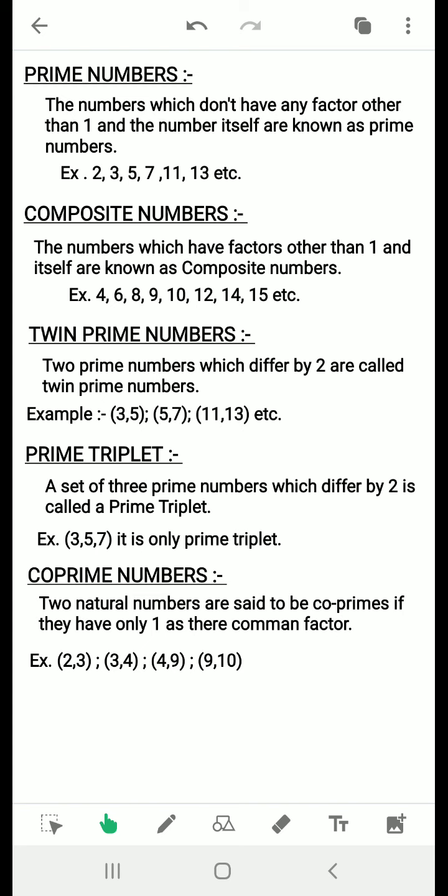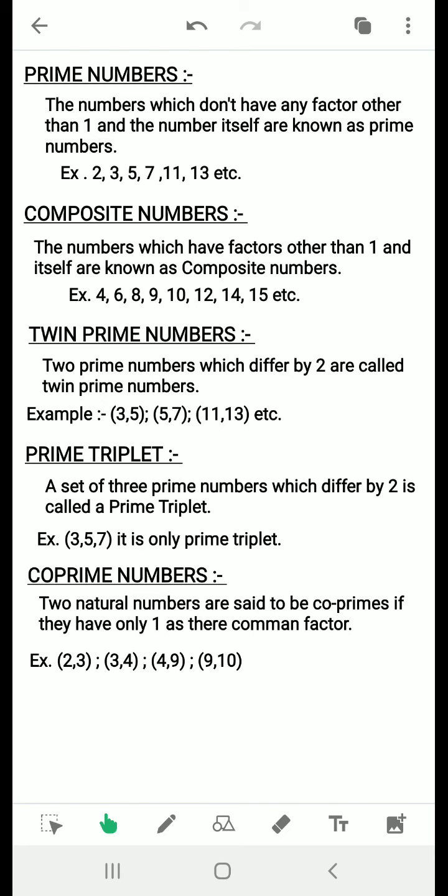And remember, my dear students, that whenever someone asks which is the smallest prime number, it will be 2. It will not be 1. 1 is not a prime, and not a composite either.